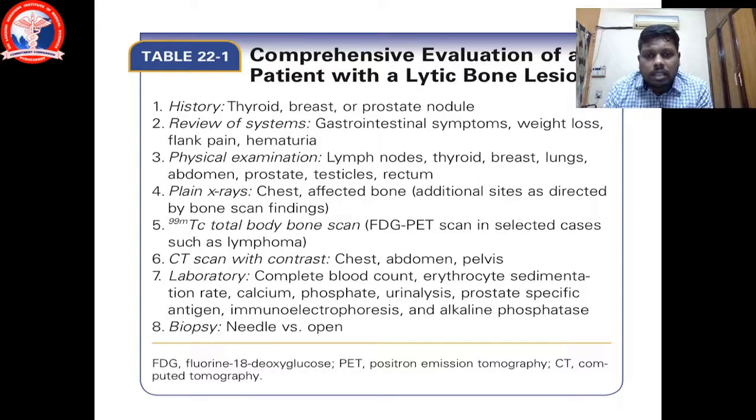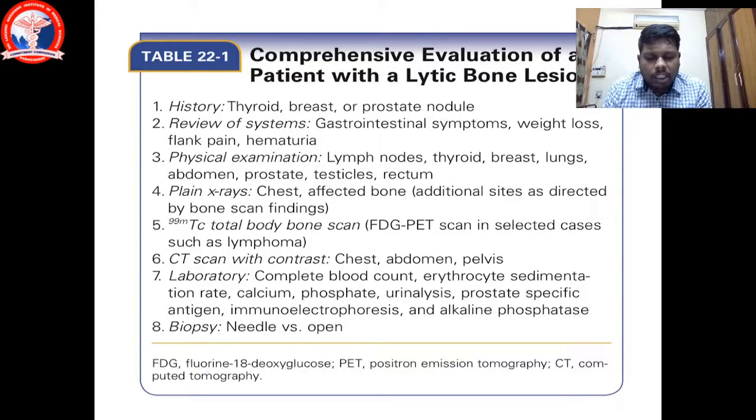In physical examination, you have to look for any lymph node enlargement. You have to examine the thyroid, breast, lungs, abdomen, prostate, testicles, rectum. For plain X-rays, you have to take a plain X-ray of the chest and also the affected bone. The affected bone is taken in two views, AP and lateral.